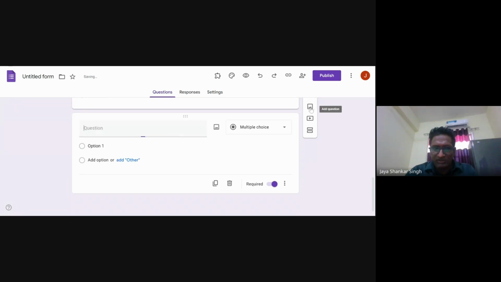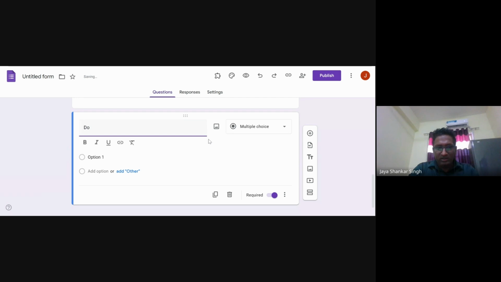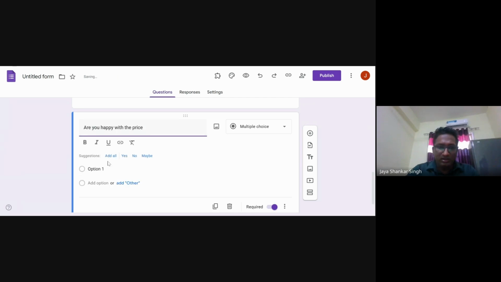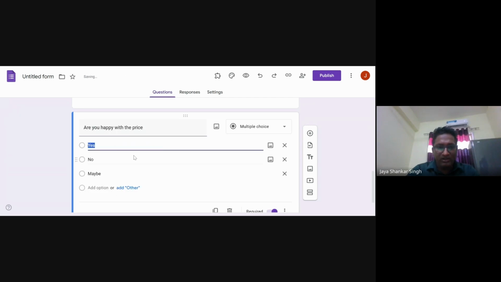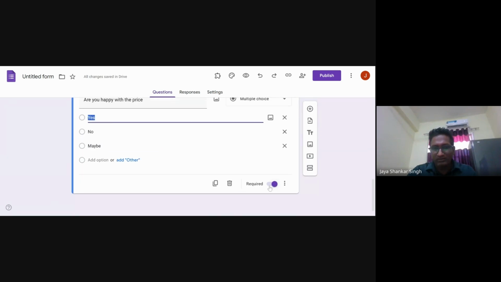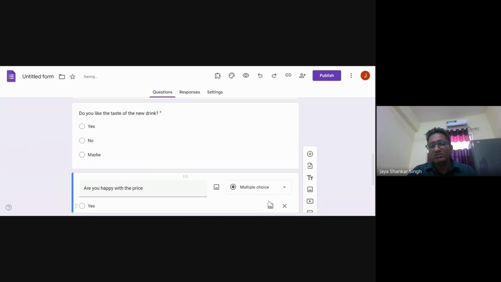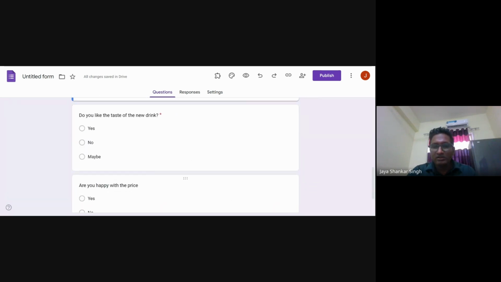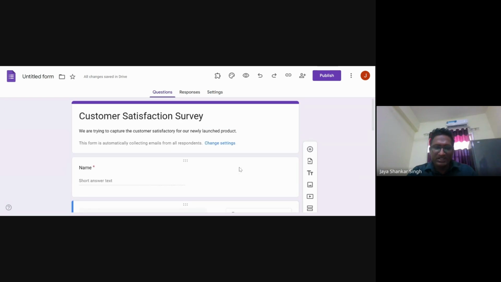Now we will add another question. Are you happy with the price? Add all. Now, if you look at this toggle, this toggle makes the question mandatory. If I uncheck it, this particular question will not be mandatory for the respondent to respond. The rest of the questions are required, mandatory. So this is how a simple Google form will look.